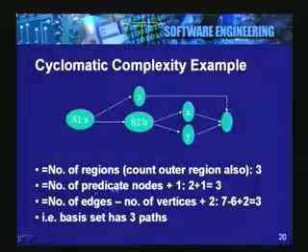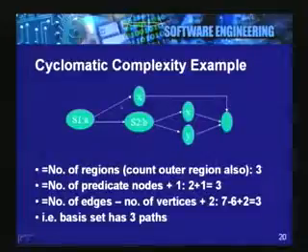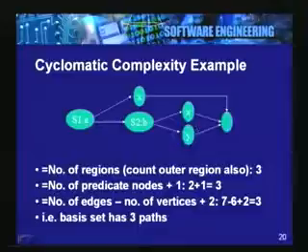You can also calculate it as the number of predicate nodes plus 1. You have this one node and this another node, so you have 2 branches. So 2 plus 1 equals 3. Or the number of edges minus the number of vertices plus 2. How many edges are there? This is 1, second, third, fourth, fifth, sixth and 7, and the number of vertices is 1, 2, 3, 4, 5 and 6. So 7 minus 6 plus 2 and you get 3. So the basis set has 3 paths.